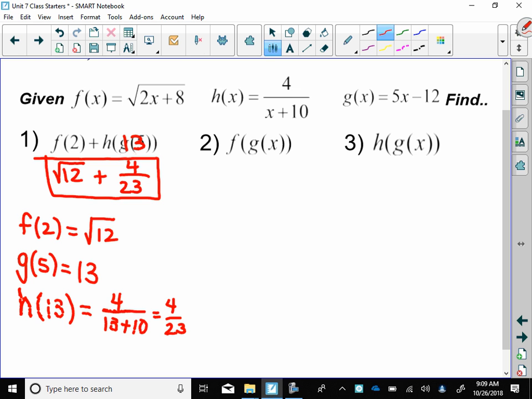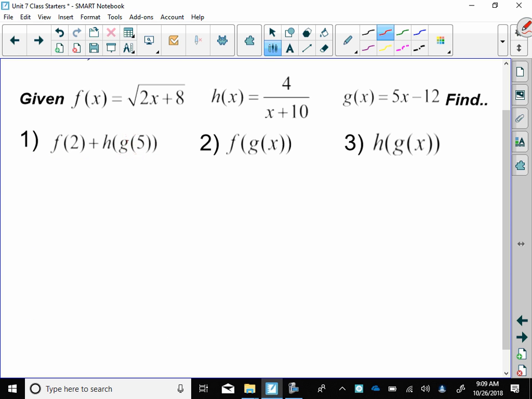So 2 and 3 then get to where we're actually taking the entire function and plugging in to the other function. So here where we have f of g of x, what is g of x? 5x minus 12. So what this means is we're going to replace g of x with 5x minus 12, and then we're going to plug that into f. So we're going to go to the f function, and where there's an x right here, that x is going to get replaced with 5x minus 12.